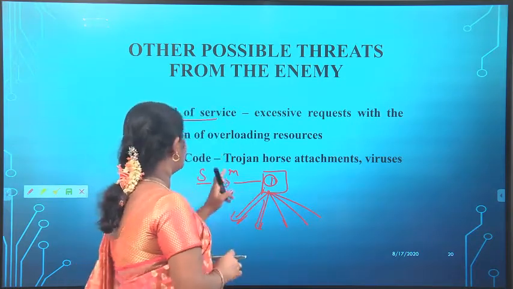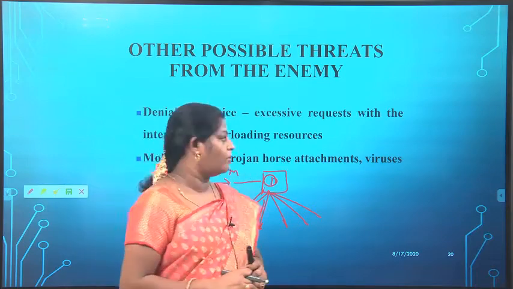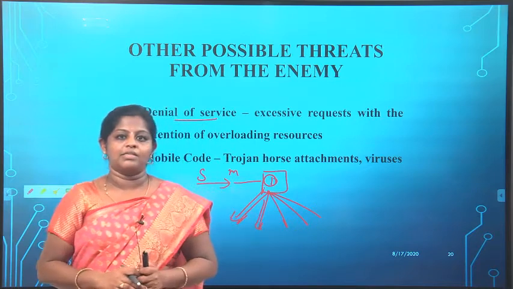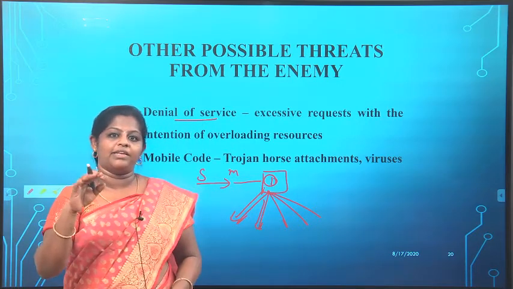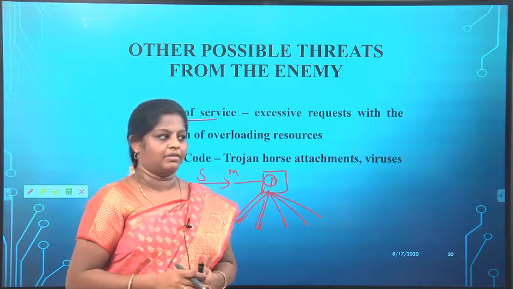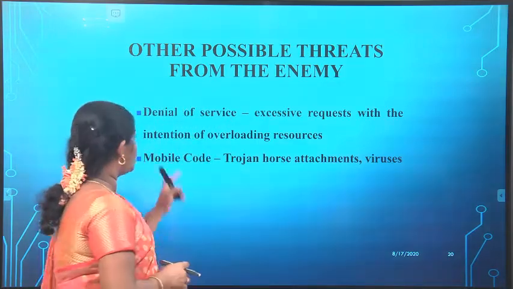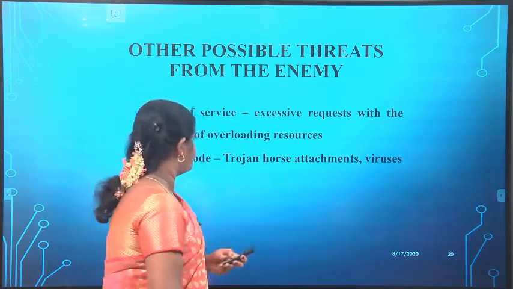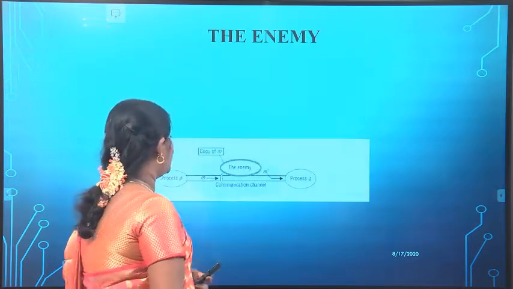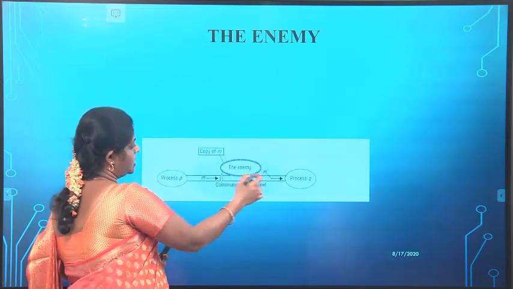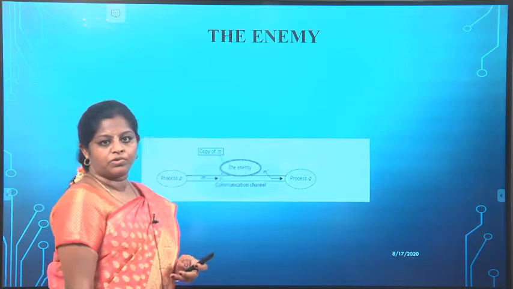Next one is Trojan horses and attachment viruses. Mobile code has to be defended against these types of viruses. That is, the person sends the viruses along with the mobile code to the client. These are other possibilities of attack from the enemy. I explained that the enemy is in between, modifying the message and sending the modified message to the process.